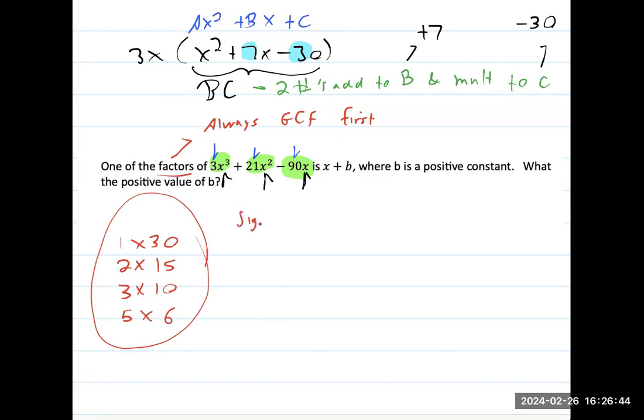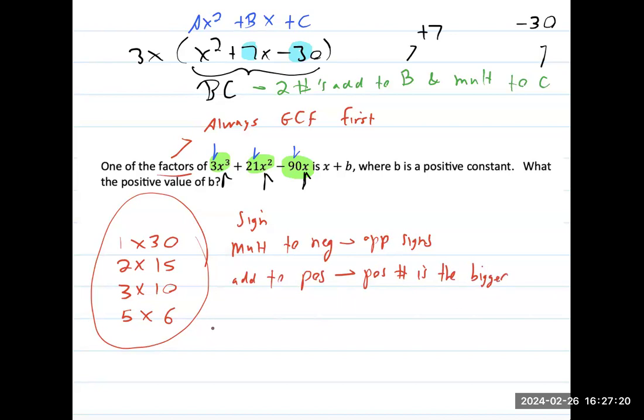Now looking at the signs, our two numbers add to a positive, but they multiply to a negative. Let's start with what they multiply to. They multiply to a negative. What kinds of numbers multiply to a negative? That means they have to have opposite signs, one positive, one negative. They also add to a positive. And if I have two numbers with opposite signs that add to a positive, that means that the positive number is the bigger looking number, so the number with a bigger magnitude.